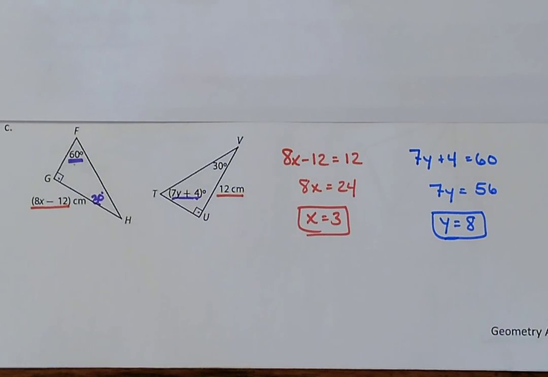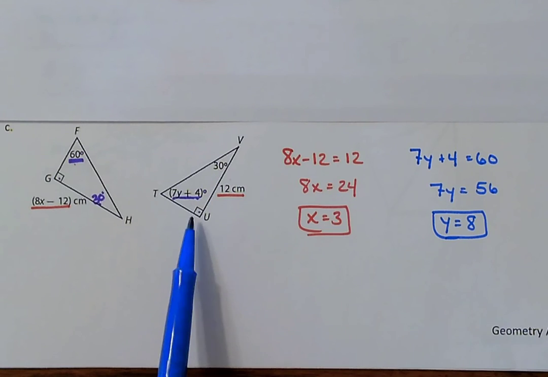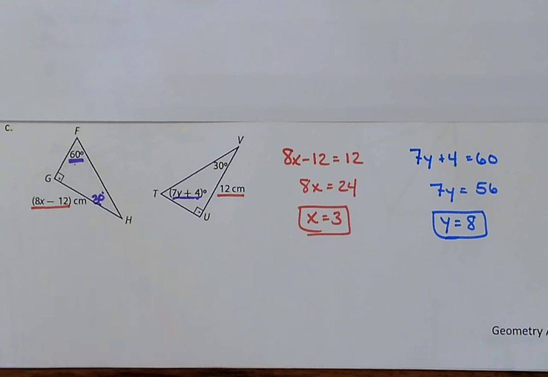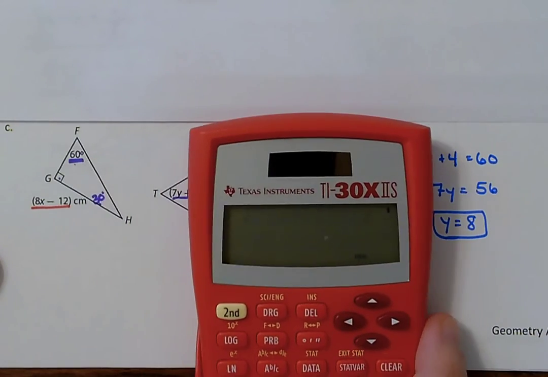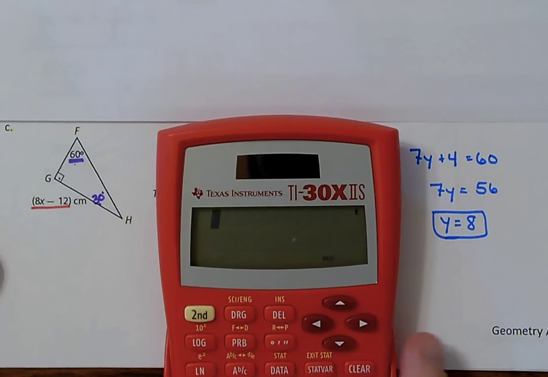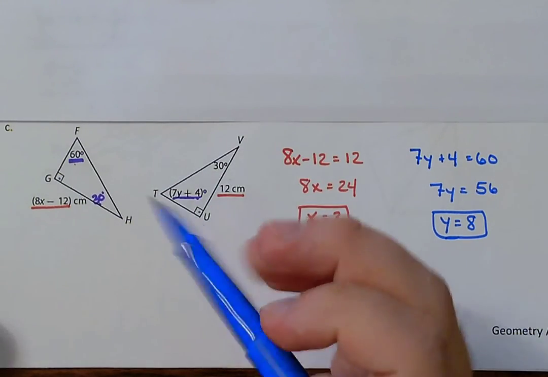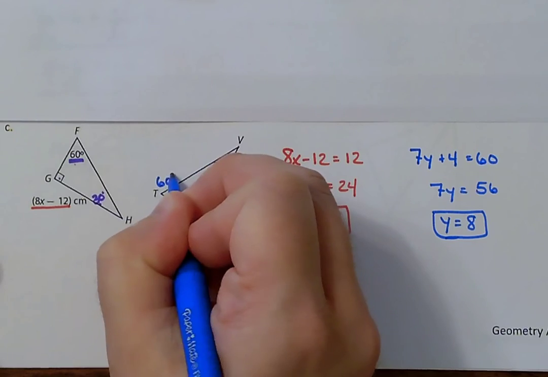So I need y to equal 8 in this case, and we're going to double check it by plugging 8 into this expression to see if we end up with 60. That would then give me my 30, 90, 60, and my 30, 90, 60, if that works out. So we have 7y plus 4, so we're going to plug 8 into that. We're going to do 7 times 8 plus 4, and we end up with 60 degrees. So that gives me this to be 60 degrees.